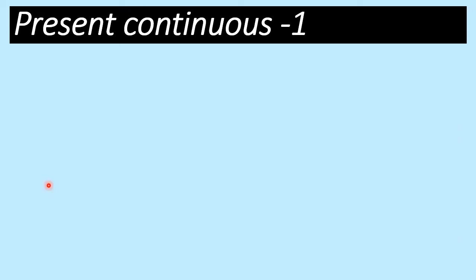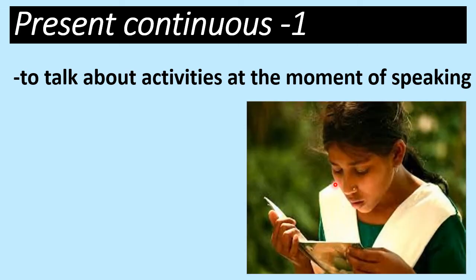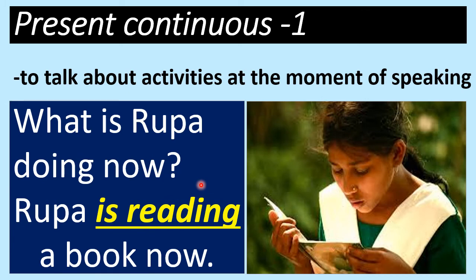Okay, we use present continuous to talk about activities at the moment of speaking. Look at the picture and look at the example. What is Rupa doing now? It means that what is she doing at the moment? Rupa is reading a book now. Yes, it is used when I am speaking about the continuous form.